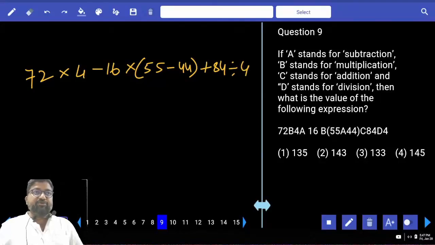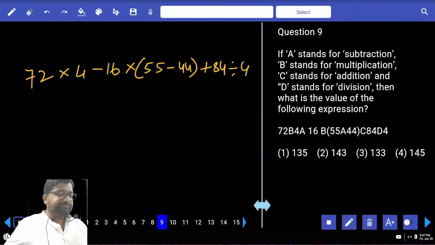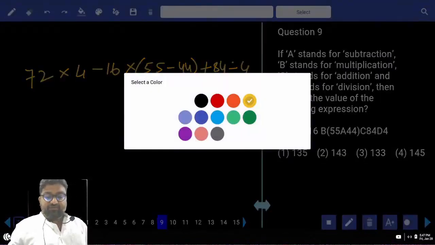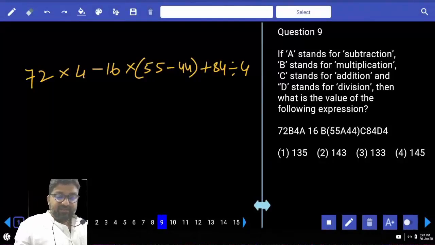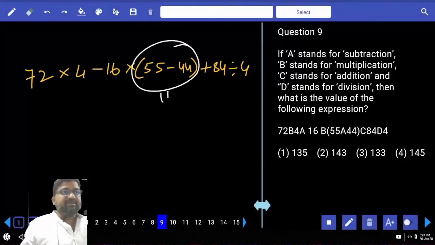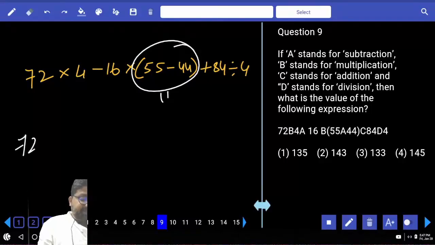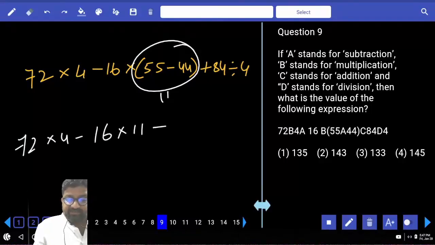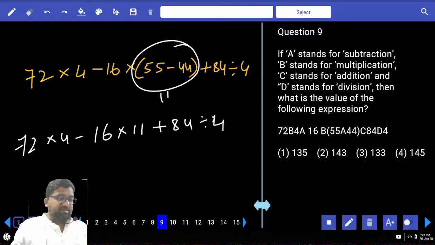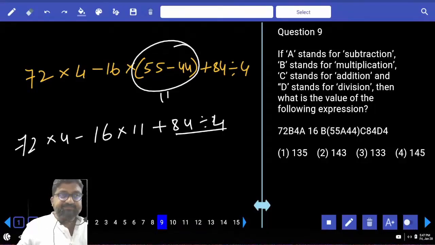So BODMAS rule, you know. What am I supposed to do first? I have to solve what's there in the bracket, and when I solve what's there in the bracket, what will I get? 11. So this statement can further be written as 72 into 4 minus 16 into 11 plus 84 divided by 4. So done. We have removed the bracket, and you will get the answer in only one single step. What to do? Division, 21.